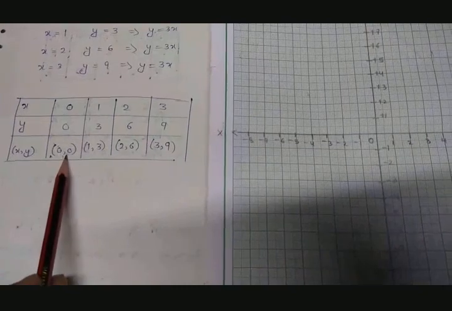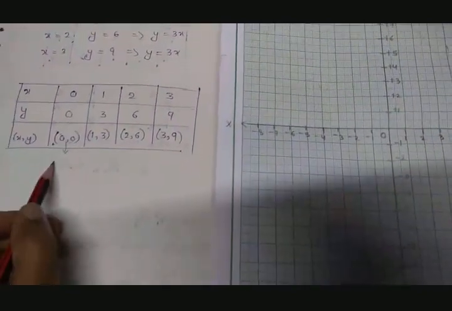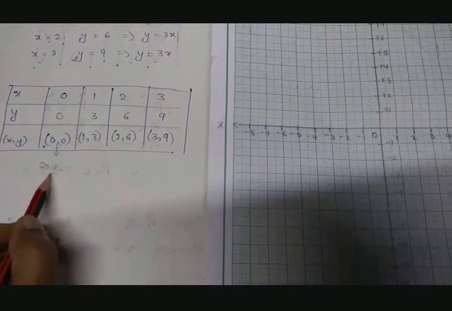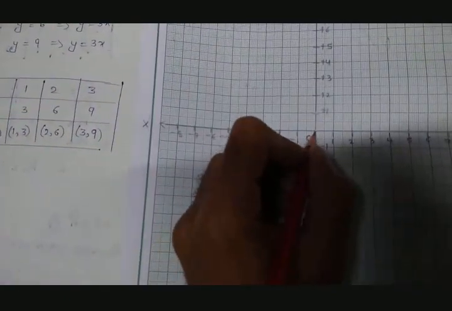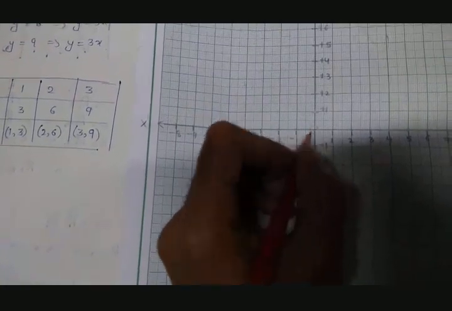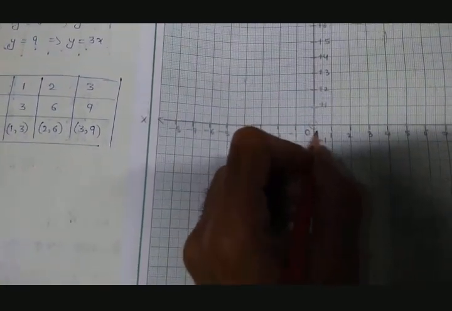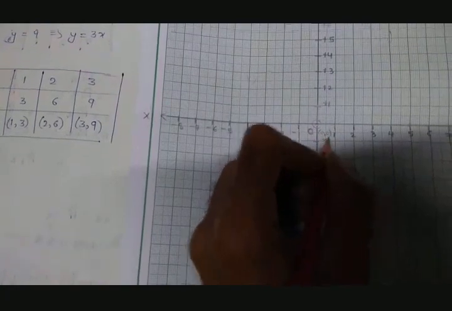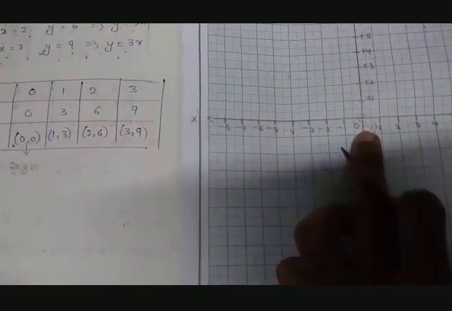So x is equal to 0 and y is equal to 0. It is nothing but the origin. So this particular point is known as (0, 0), and you have to write (0, 0) here. So we have plotted the origin, that is (0, 0).